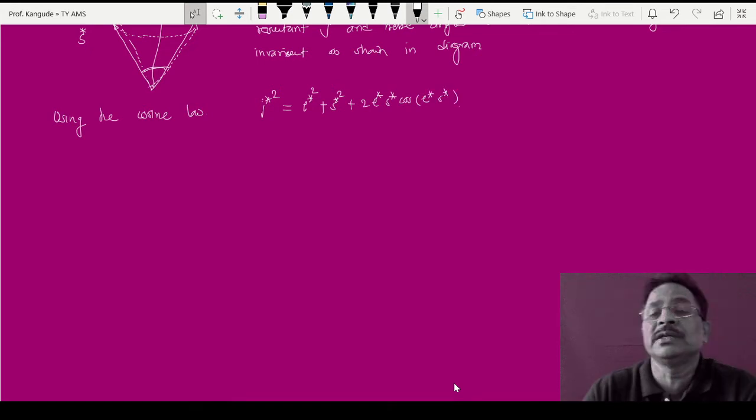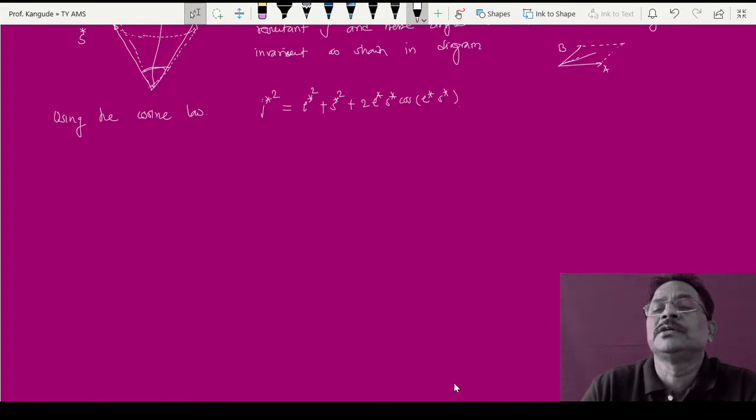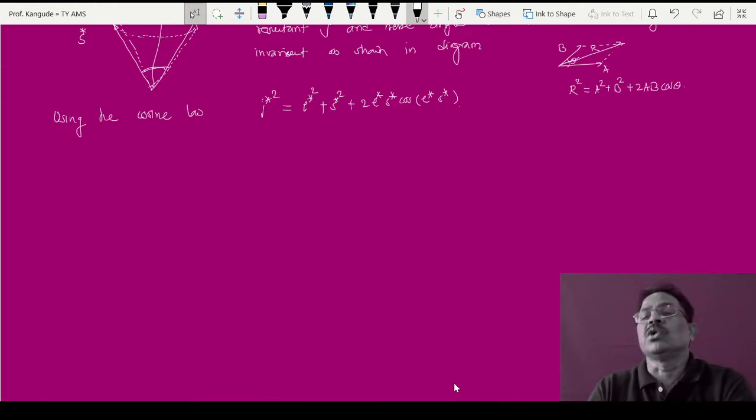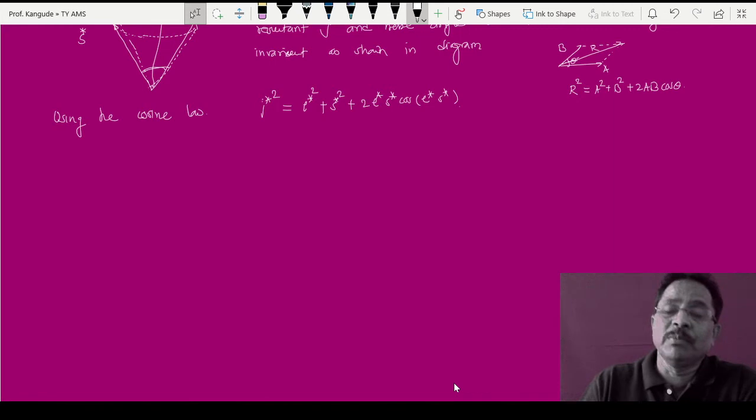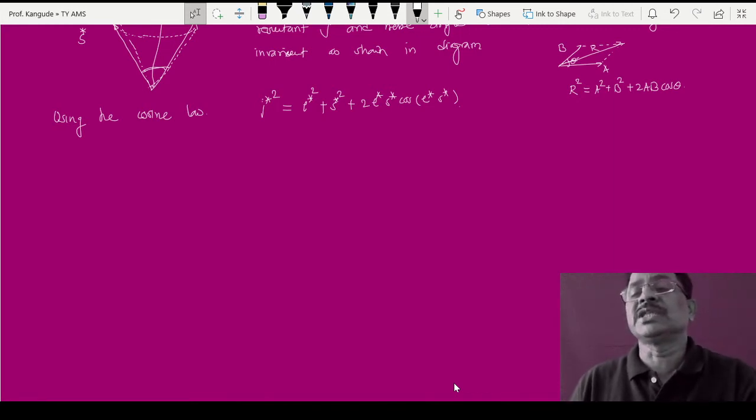Now how to understand this? Suppose this is vector A bar and this is vector B bar. Complete this parallelogram and you will get the resultant R. So R square is given by A square plus B square plus twice A into B multiplied by the angle between them, that is cos theta. This is our parallelogram law of addition of vectors. We get the resultant R square equal to A square plus B square plus twice AB cos theta.